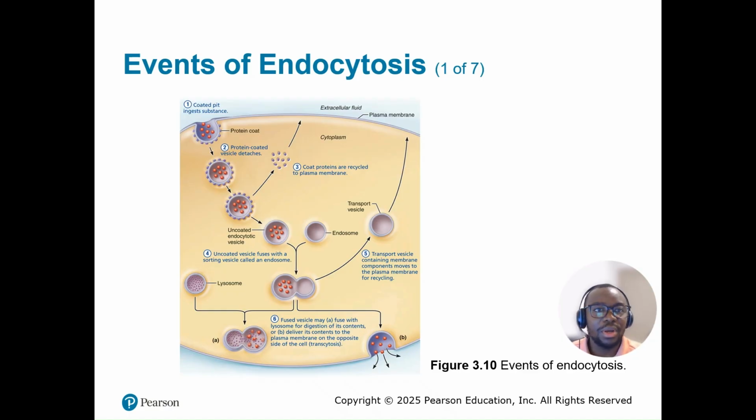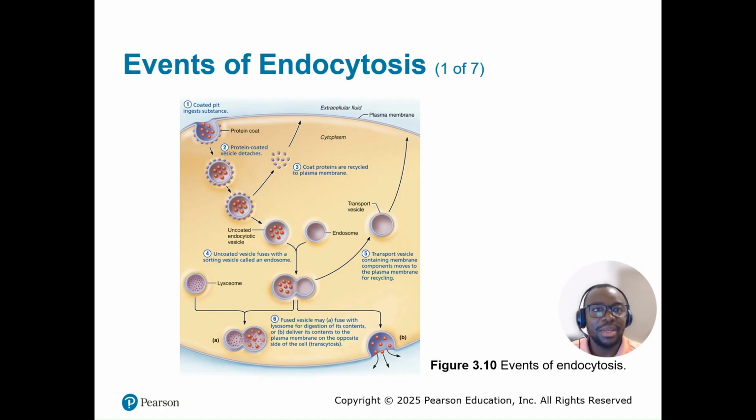This figure illustrates 6 steps in endocytosis. In step 1, a protein-coated pit in the cell's plasma membrane ingests a substance. In step 2, a protein-coated vesicle detaches from the pit and into the cell. It loses its protein coat as it moves further into the cell.